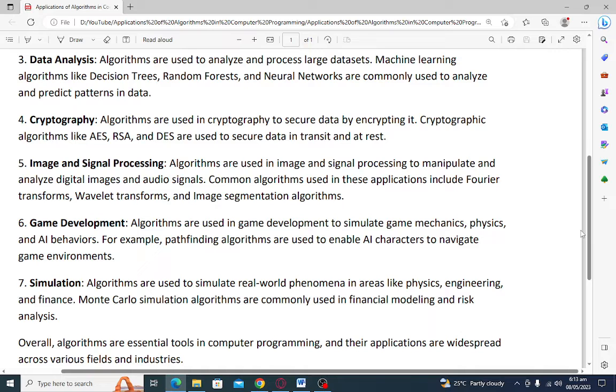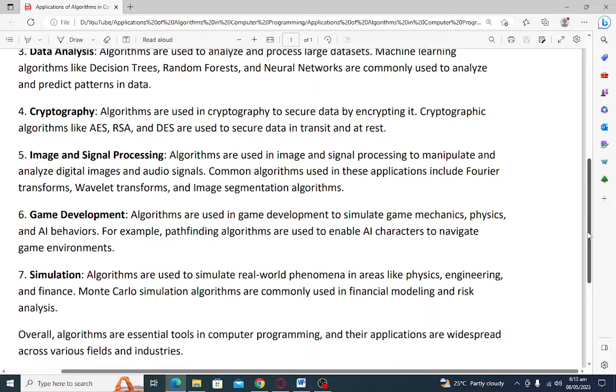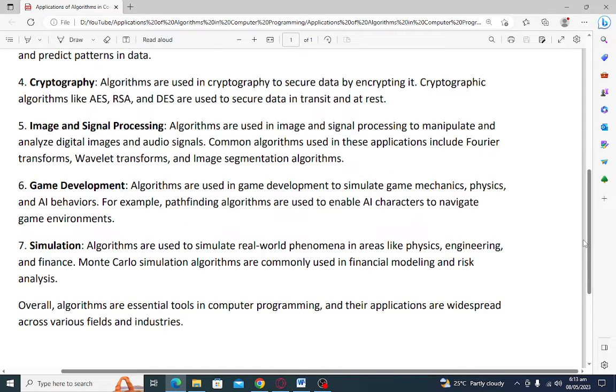Number 7. Simulation. Algorithms are used to simulate real-world phenomena in areas like physics, engineering, and finance. Monte Carlo simulation algorithms are commonly used in financial modeling and risk analysis. Overall, algorithms are essential tools in computer programming, and their applications are widespread across various fields and industries.